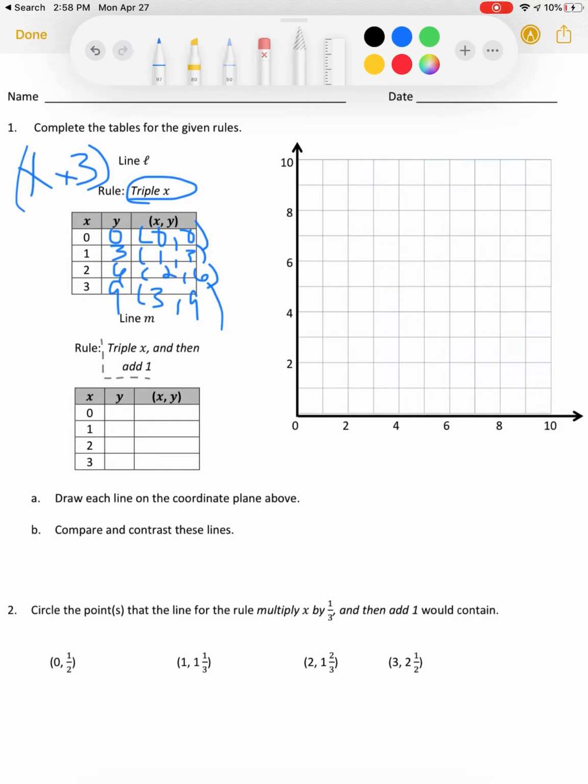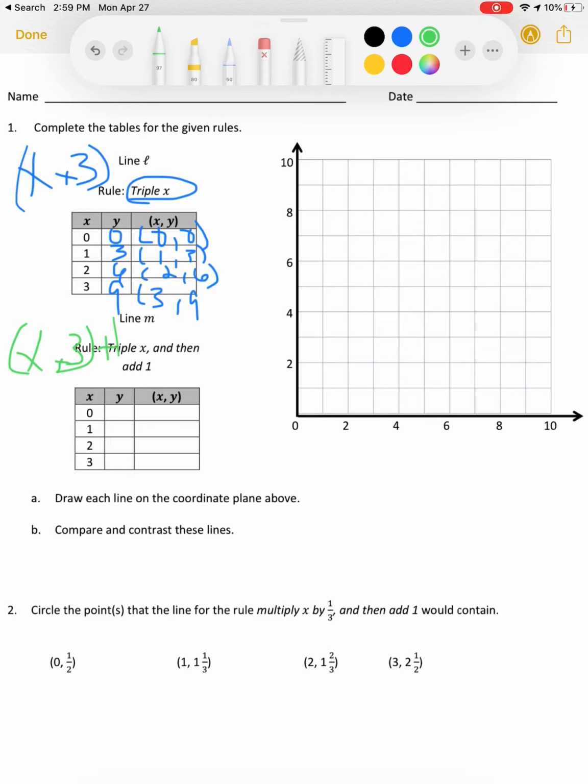Here we have a rule of triple x and then add 1. Triple the x and then add 1. Okay, so I'll write it out for us. Ms. Dorn's going to choose green. So triple x, we already understand that triple x means times 3, so we'll do x times 3. And then after that, we have to add 1. Don't forget the rule: x times 3, and then after that, we'll add 1. Very good. All right, let's get back to it.